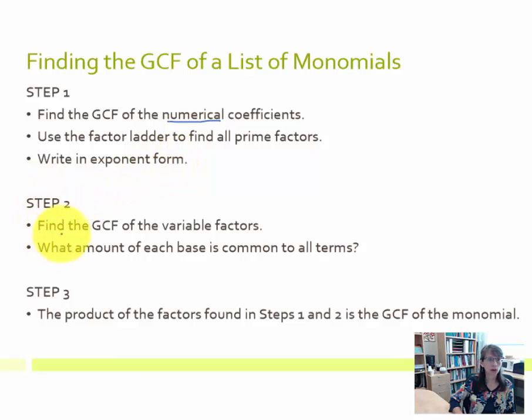Step 2, we're going to find the greatest common factor of the variable factors. So that means what amount of each base is common to all terms. And finally, for step 3, we'll find the product of those factors that we found in steps 1 and 2.